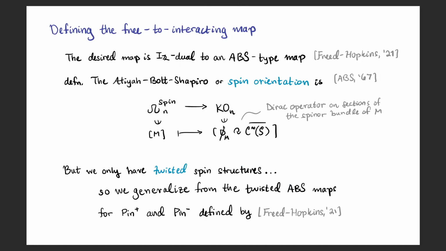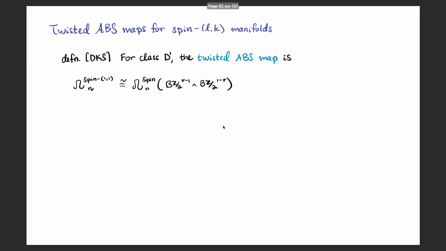And so they also defined some other twisted ABS maps for other cases in the tenfold way. And it's surprising we actually couldn't use those. So we had to define ones that really looked closer to pin plus and pin minus. So let me say how we did that. So I'll just give the formula here.